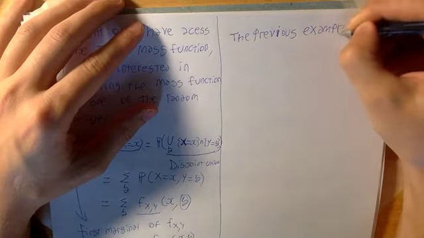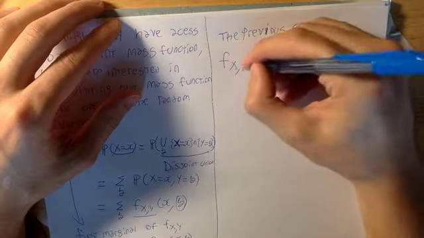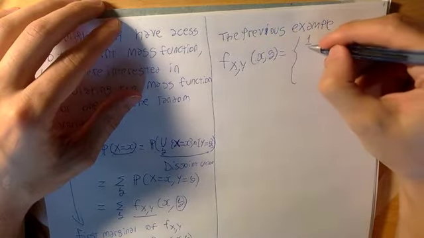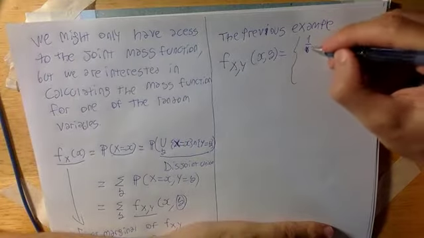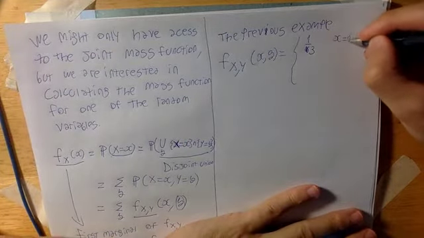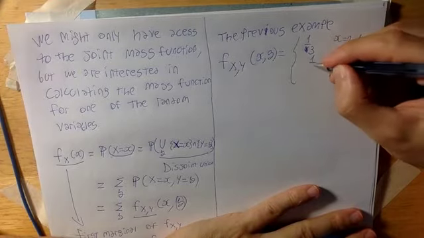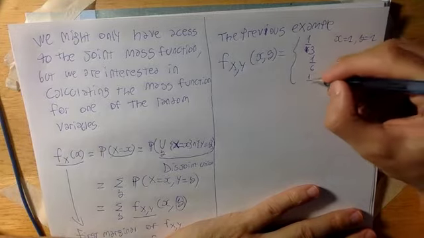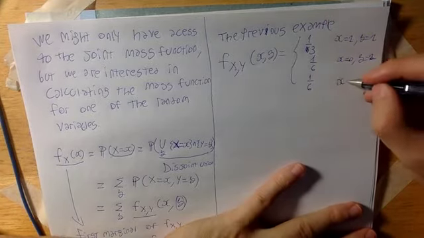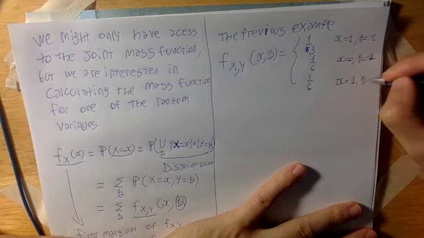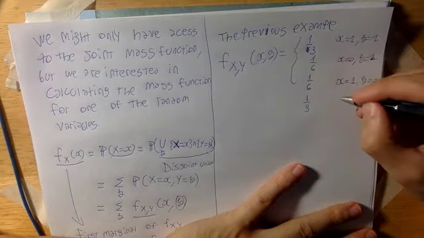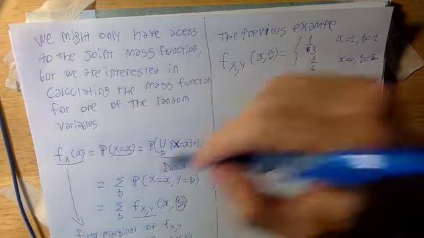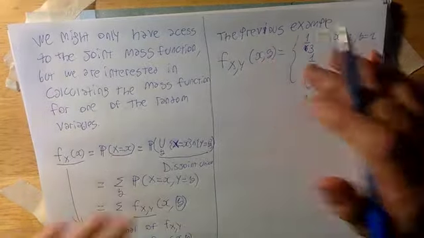In the previous example, we had that f_XY was equal to 1/3 for x equals 1, y equals 1; 1/6 for x equals 0, y equals 1; 1/6 for x equals 1, y equals 0; and 1/3 for x equals 0, y equals 0. Okay, so one of the things you should notice, which I didn't say here, I could put it as an observation.